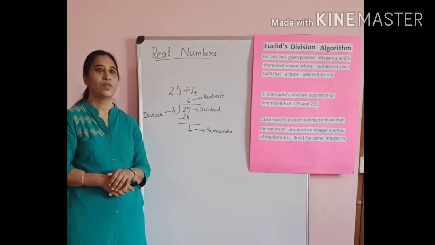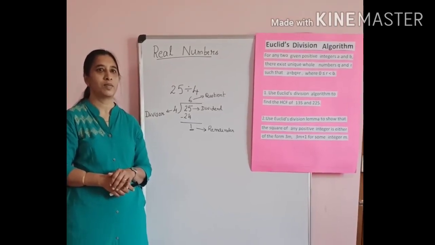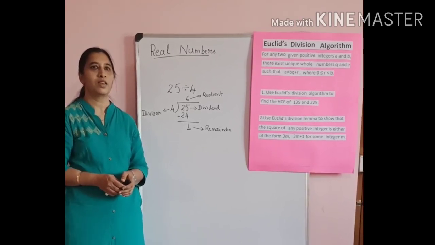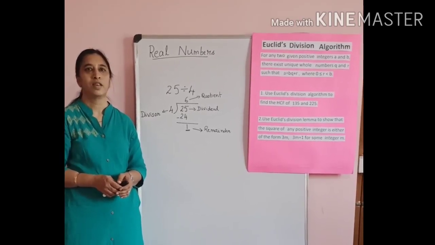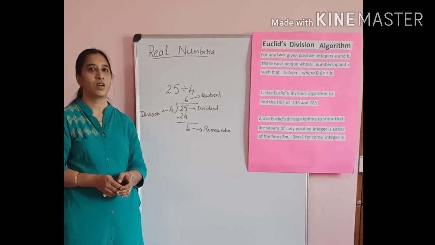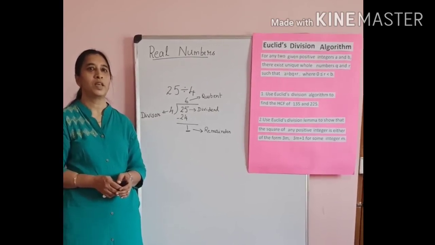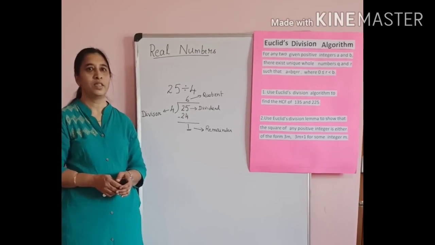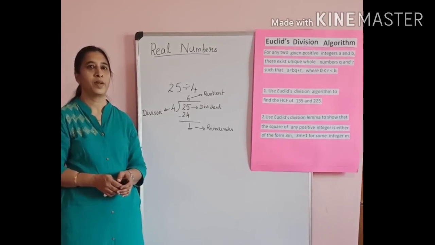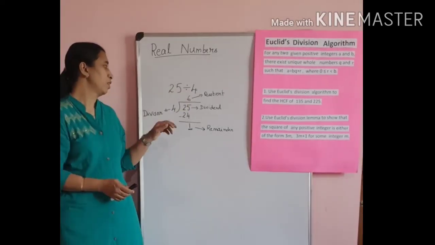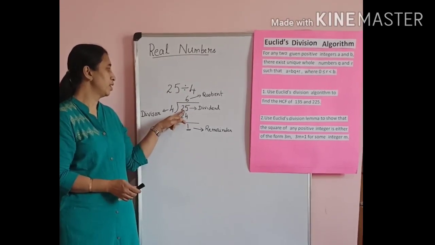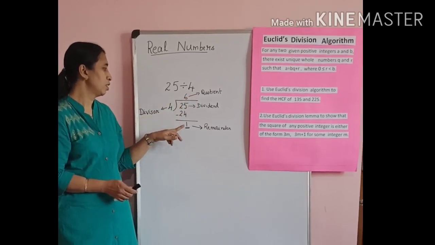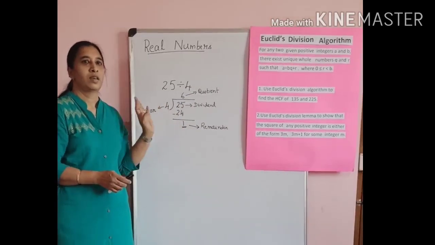In this video, we will learn about Euclid's division algorithm. In class 9, you have learnt about real numbers, which are a collection of rational and irrational numbers. To proceed with Euclid's division algorithm, let us recall some basic concepts. I am sure you all have learnt division in your lower classes. For example, 25 divided by 4. Here, 25 is the dividend, 4 is the divisor, 6 is the quotient, and 1 is the remainder.